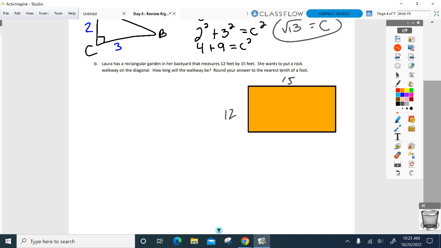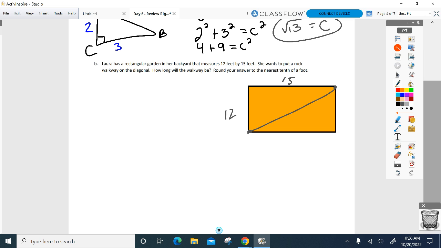She wants to put some rocks on the diagonal. What's diagonal again? Where's the diagonal on this rectangle? Corner to corner. Oh, diagonal. That's embarrassing. Diagonal. Corner to corner. We'll just pretend we didn't hear that. Yep, corner to corner.